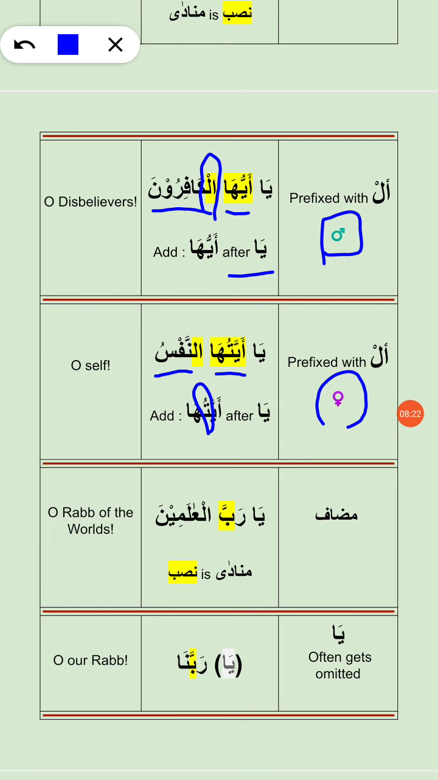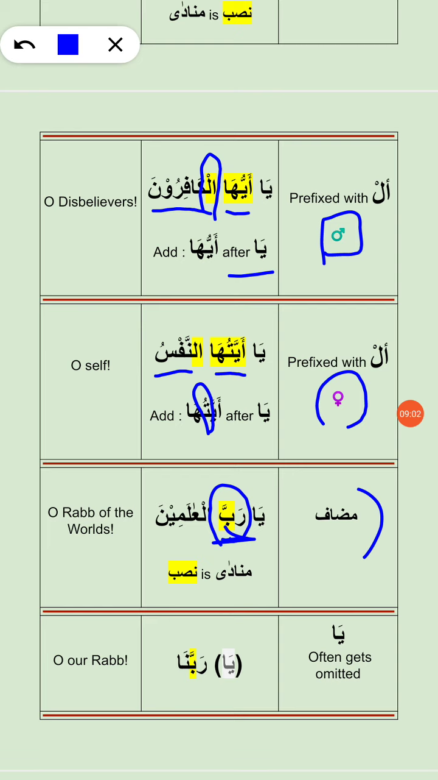Okay, now this is a very important point. What about those cases when we are calling out to someone that is muzaff? Remember muzaff, muzaff ilayh? In those situations, what we do is that we make the muzaff nasab. All right. For example, Rabbul Alameen. All right, that is your muzaff, muzaff ilayh. And what if we are calling out to the Rabb of Alamina? All right, so we are calling out to the muzaff. We simply make it Rabbal Alamina instead of Rabbul Alamina.